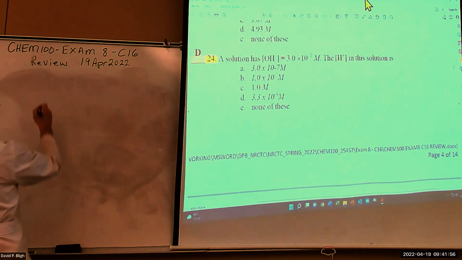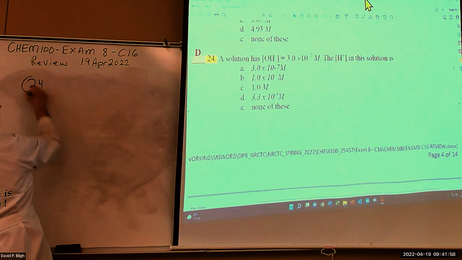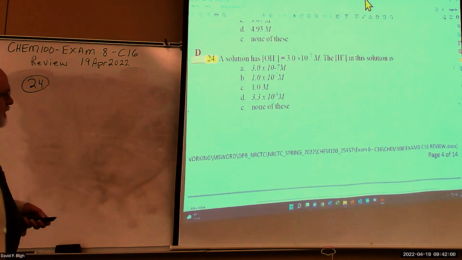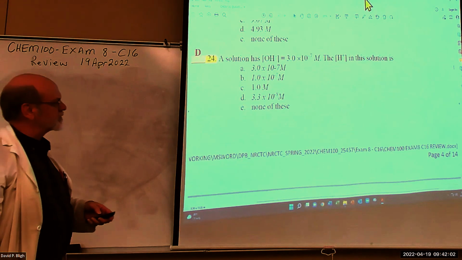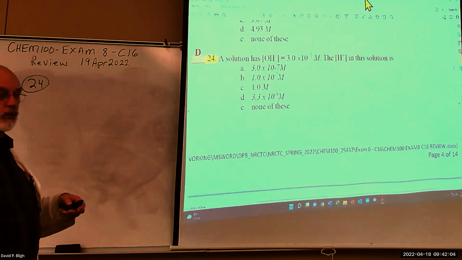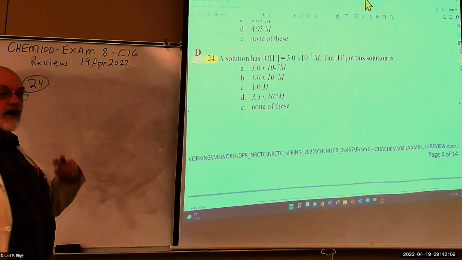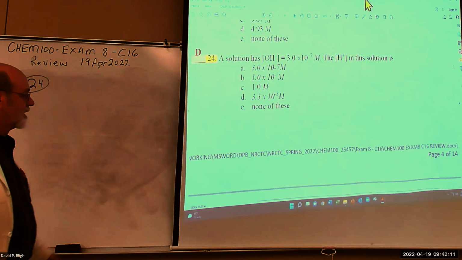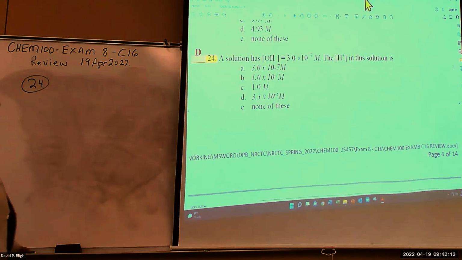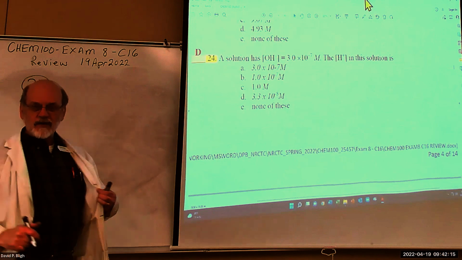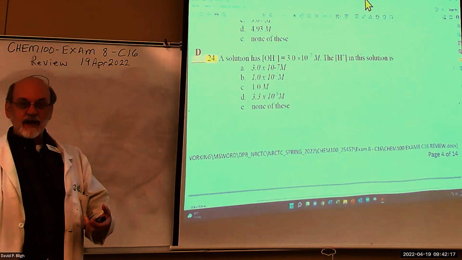24. A solution has hydroxyl ion concentration of 3 times 10 to the minus 7 molar. The hydrogen ion concentration in this solution is. All right, this is one where you probably ought to go back to the KW definition.